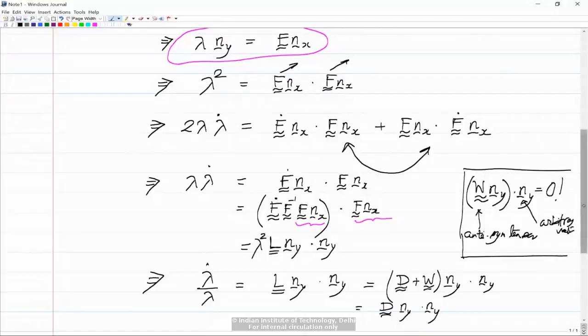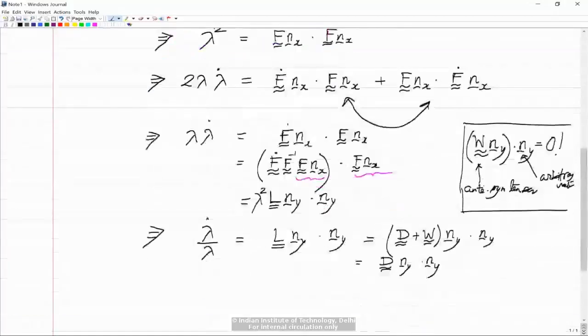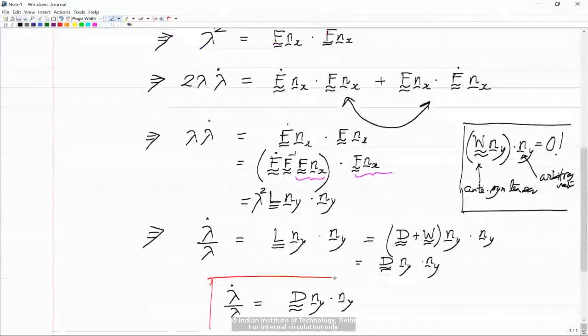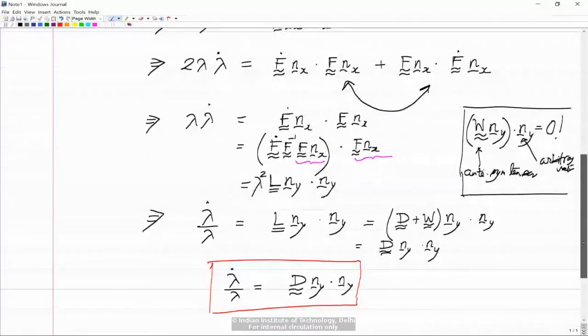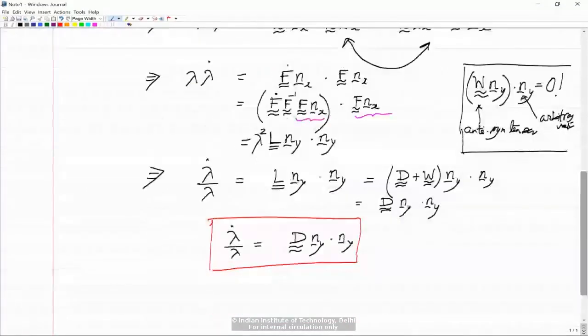Please feel free to interrupt me if you have any query. So finally, we have a very important formula derived, that's lambda dot by lambda is equal to d times ny dot with ny. So that's really an important formula. What is the meaning of this formula? What do we have on the left hand side? Anybody, can you tell me what is the meaning of this?